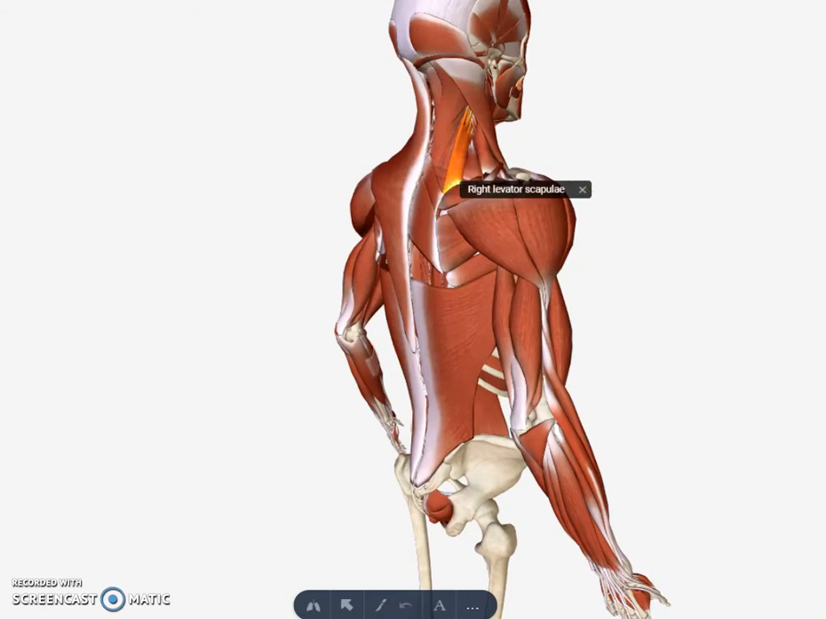This is the levator scapulae. It lifts the scapula. The origin is the transverse processes of C1 to C4 vertebrae, and the insertion is the medial border of the scapula.